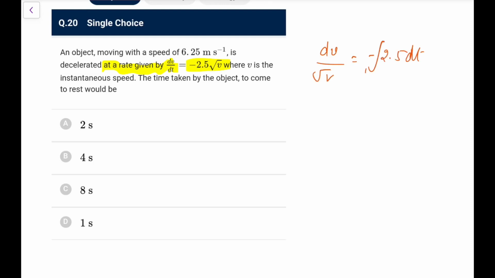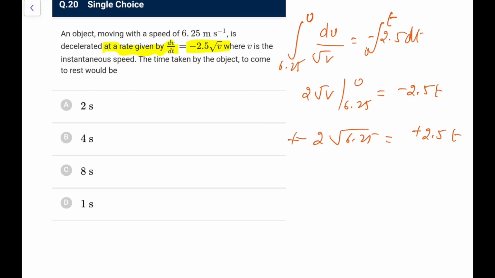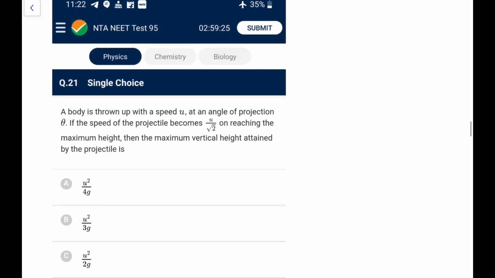Take this integration from 0 to t. This is from 6.25 to 0. So solving this would be root v, that is 2 root v, from 6.25 to 0, that is minus 2.5 t. So this minus will cancel out. Minus 2 root 6.25 you can write as minus 2.5 t. Minus minus goes. Root of 6.25 you know is equal to 2.5. So t directly comes out as 2 seconds. No doubt about it. Next one.